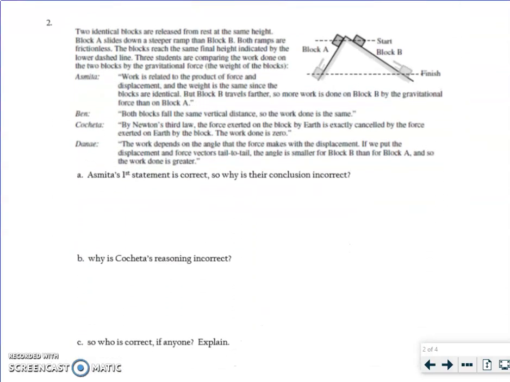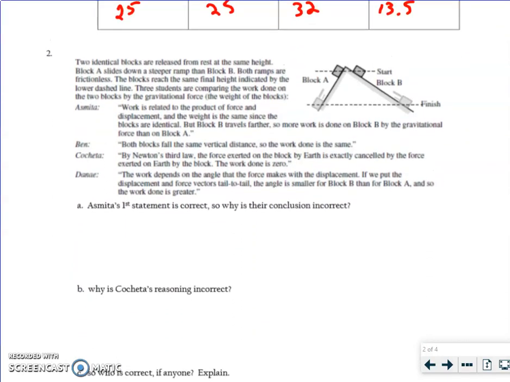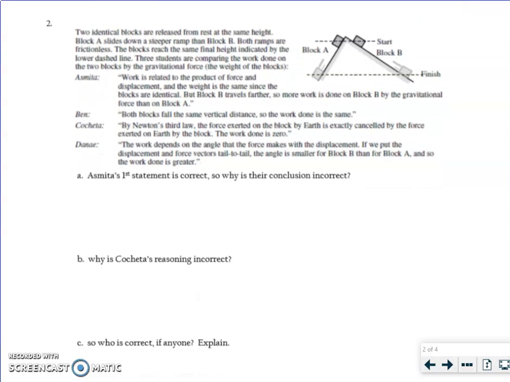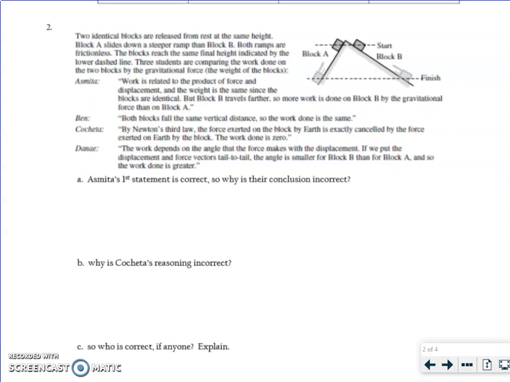Okay, so we have some statements talking about work to go up a steep versus a lower angle. They go to the same height, and that's the crucial thing. So this really builds off the ramp and work lab you did earlier, plus this idea of kinetic energy. So it says Asmita's first statement is correct. So why is their conclusion incorrect? So work is product of force and distance. Displacement, yep. Weight is the same.